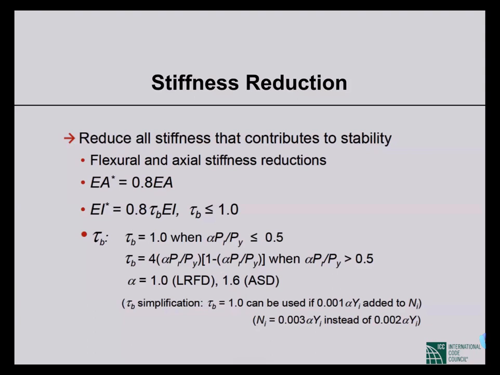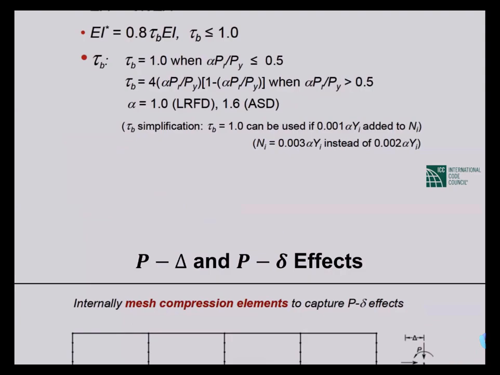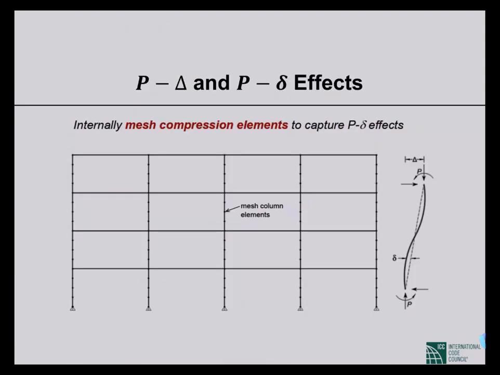We can do another thing. We can always consider tau b as 1 if, instead of applying notional load as 0.002 Yi, we apply 0.003 Yi, then tau b is always 1. That we can do. This one is important. This was important to consider the P little delta effect.